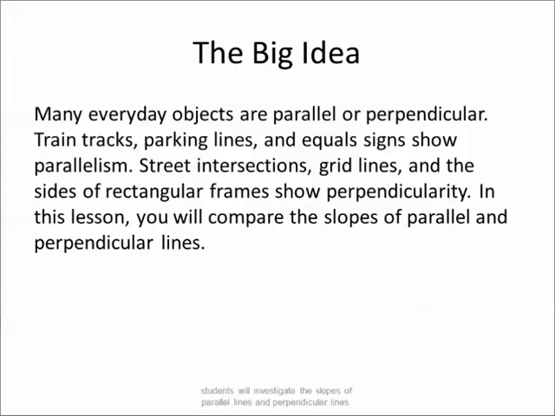What we're looking at today, you know, we see a lot of things in life that are parallel and perpendicular. Parallel things like train tracks, parking lines, equal signs, they're all parallel. Streets, well, some streets intersect and they're perpendicular. Grid lines on a graph, okay? The sides of rectangular frames, they're perpendicular. And we're going to compare the slopes of parallel and perpendicular lines today.